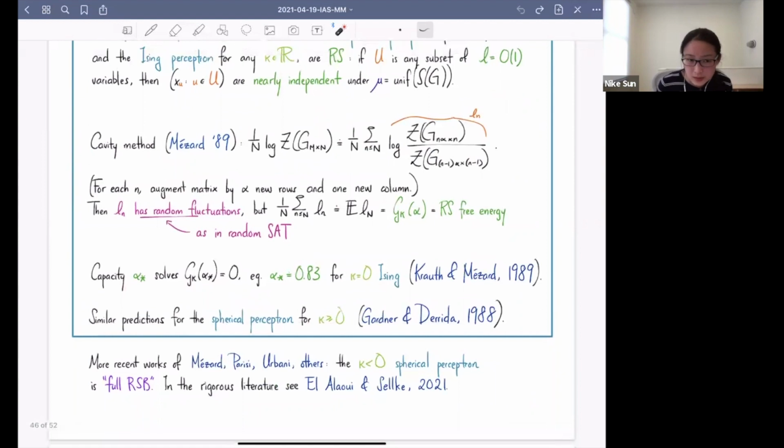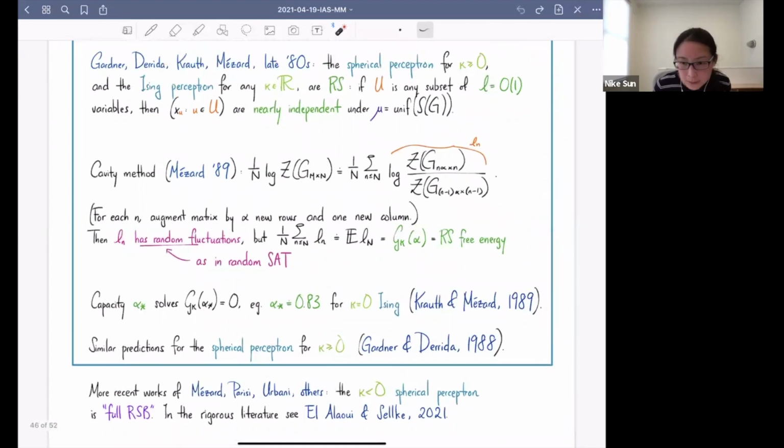By contrast, and this I won't talk about so much, in more recent works of these people, they considered the spherical perceptron when kappa is negative, and this is expected to be a much more difficult model. It's expected to have full replica symmetry breaking, which is a much more complicated behavior, and not very much has been proved about it, but there is some recent rigorous work in the literature. I mentioned that as an example, but I will mainly focus on this replica symmetric setting.